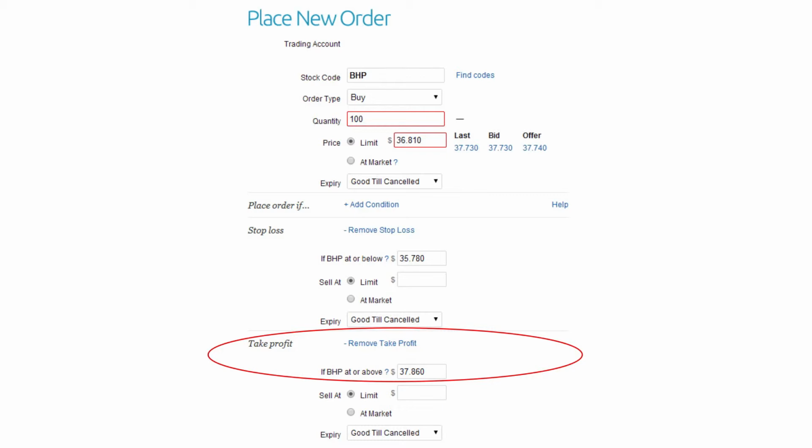Also, it's worth noting I have made all the orders good till cancelled. By doing this, I'm simply saying that I would like the order to be filled at any time BHP trades at this price, whether that's today, tomorrow, or next week.